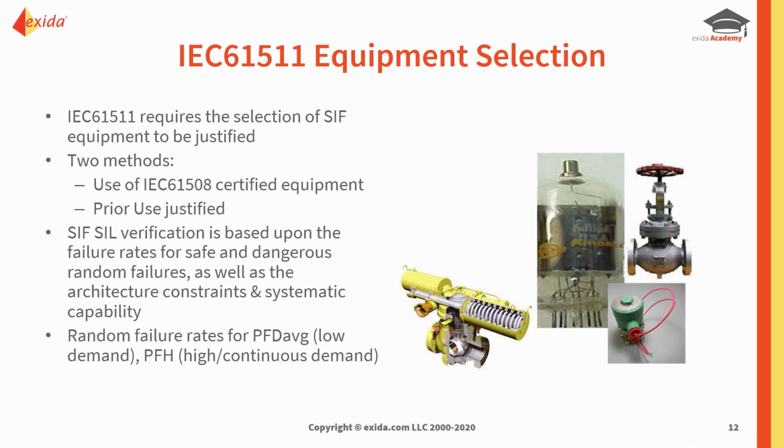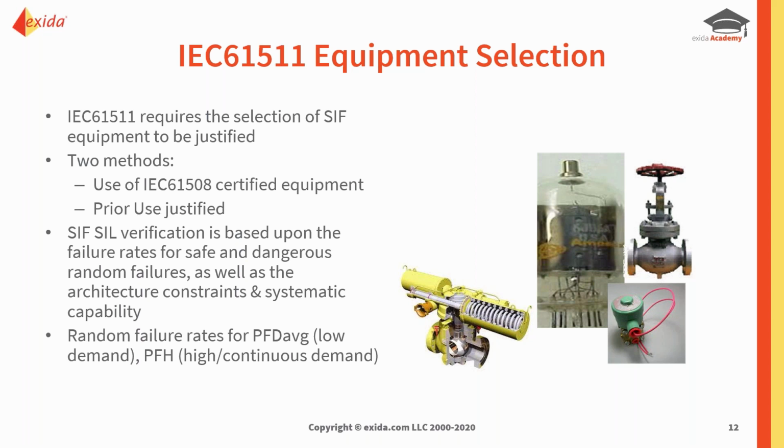The first is the use of IEC 61508 certified equipment. So here you can use certified equipment as long as it comes from an accredited certification body or some other means that is justifiable, and we'll get onto that in a minute. Or we do prior use justification. The primary purpose of prior use is to make sure that there are no potential systematic failures that could occur with the device. And there's a whole slew of requirements for prior use that I covered in the previous webinar.